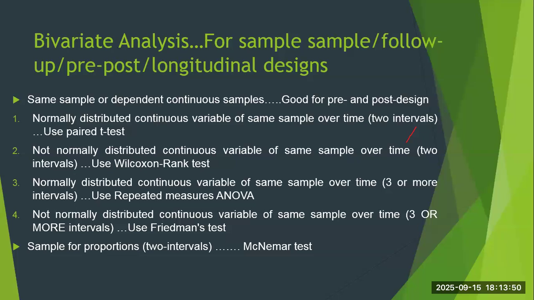Assuming that this pediatrician measured baseline, 1 hour post-transfusion, and 4 hours post-transfusion, and he wants to compare whether there are differences across the intervals of measurement. If this PCV is normally distributed, what is the choice of statistics he should use? Repeated measures ANOVA. Assuming it's not normally distributed, what will he use?